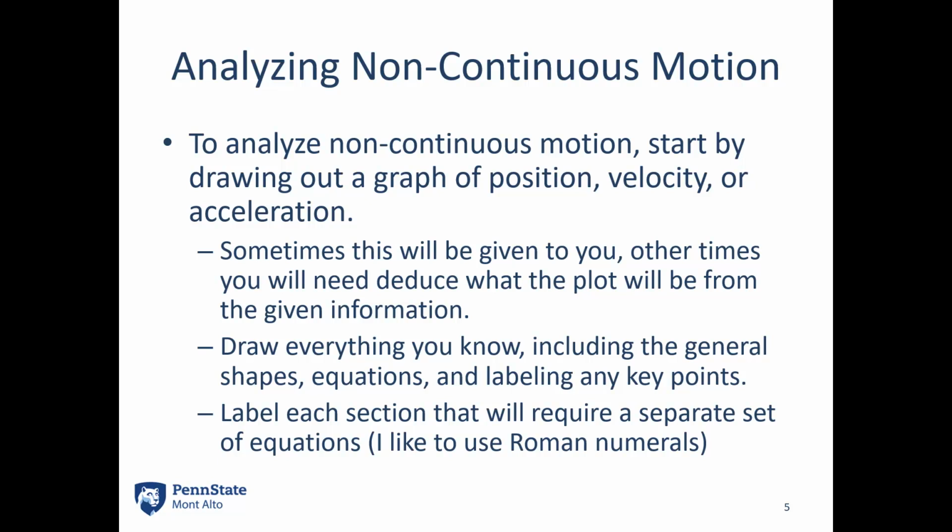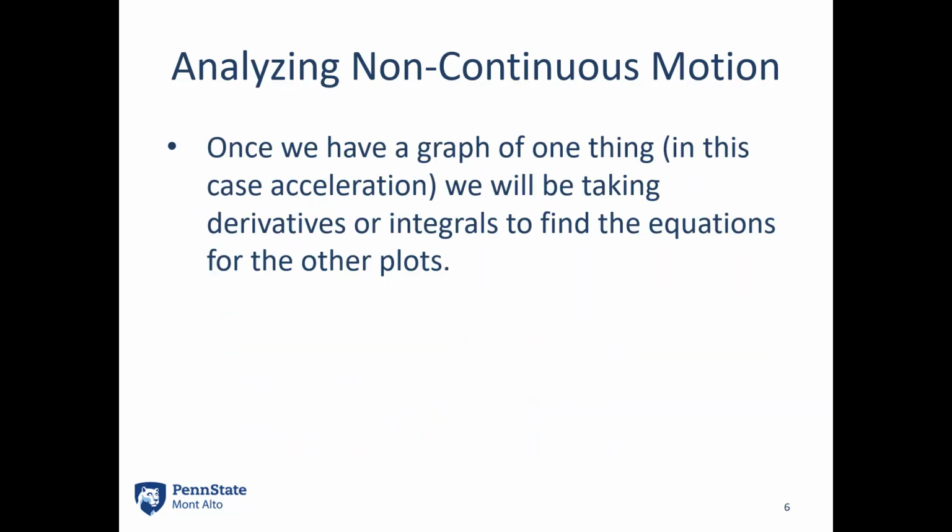Also, it's good to label each of those sections. I like to use Roman numerals to label those sections. So I've got section 1, section 2, section 3. So once we have a graph of one thing, so acceleration or velocity, we'll be taking the derivatives or integrals like we did before for continuous motion to find the other plots.